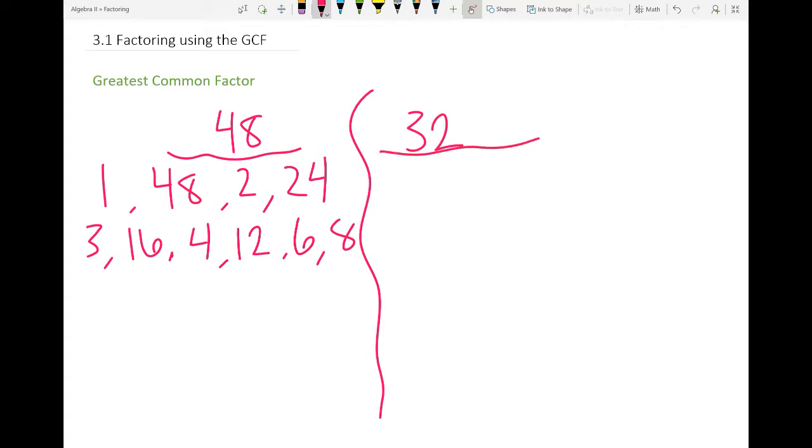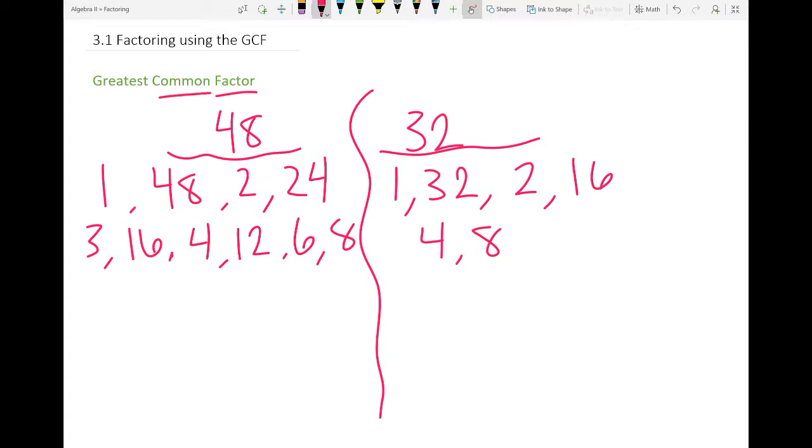Okay, same thing for 32, and that list isn't quite as long. I know 1 times 32. I know 2 times 16. And 4 times 8. Okay, so I know that I'm done with that list now because the next on the list would be 8, and it's already there. Okay, so these are the factors.